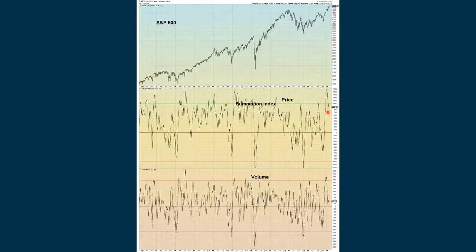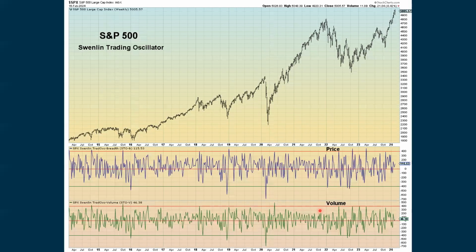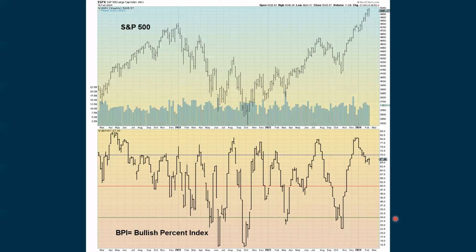We're coming down with the summation index based on price after being extreme. We're still above zero when we look at this based on volume. We're above zero with the Swenlin trading oscillator based on price and volume. So this is still hanging in there positive. And we're seeing pretty much the same thing in the daily chart.